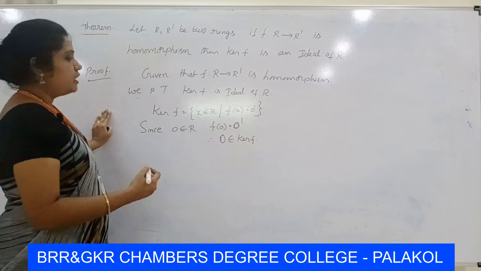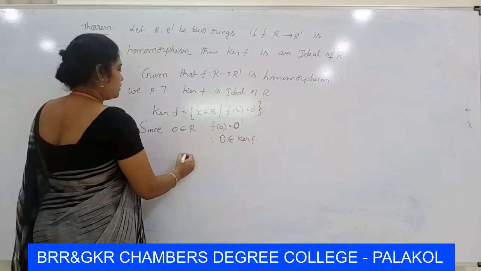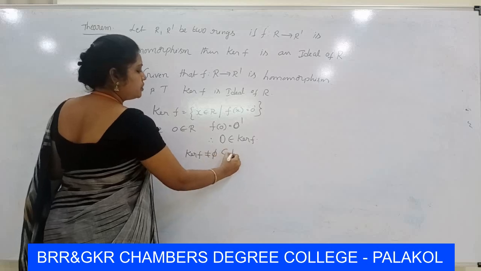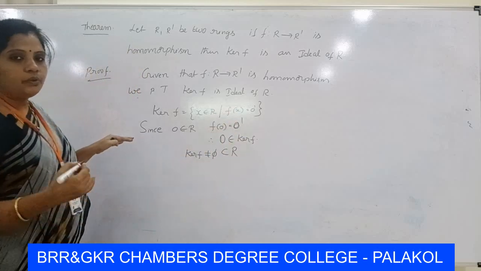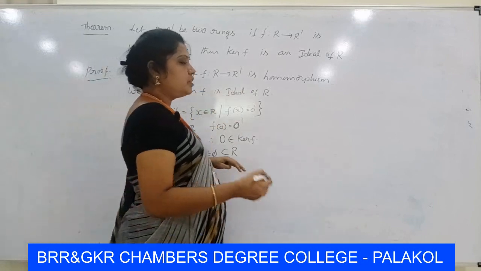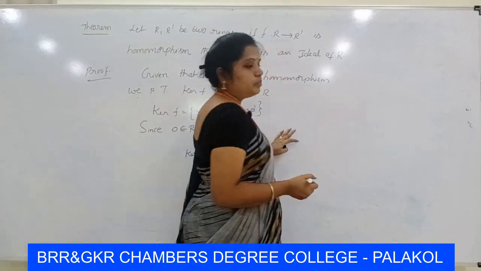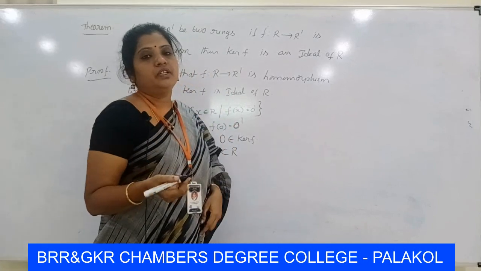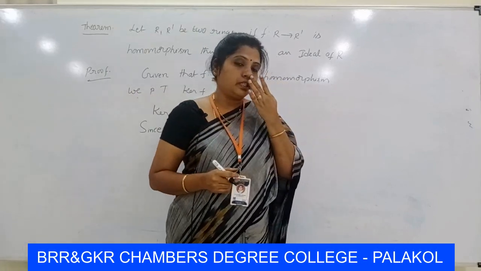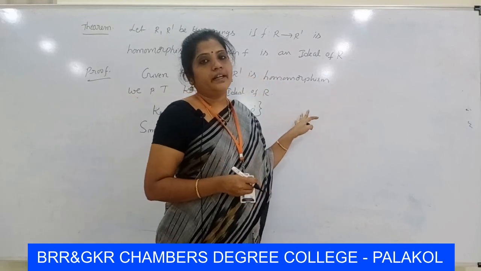So kernel F contains at least 0 element, therefore it is non-empty, and it is a subset of R. Now we have to prove kernel F is an ideal of R. By the definition of an ideal, let U be a non-empty subset of the ring R, then satisfying the two conditions, it is called an ideal.